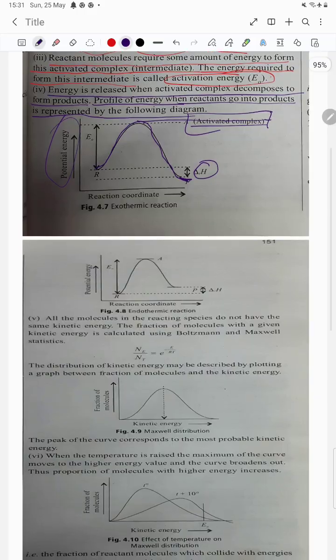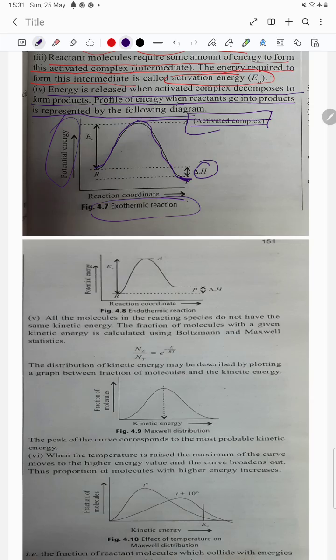Now, this is the case of an exothermic reaction. In an exothermic reaction, the product has less energy. But if it is an endothermic reaction, the product must have more energy than the reactant.